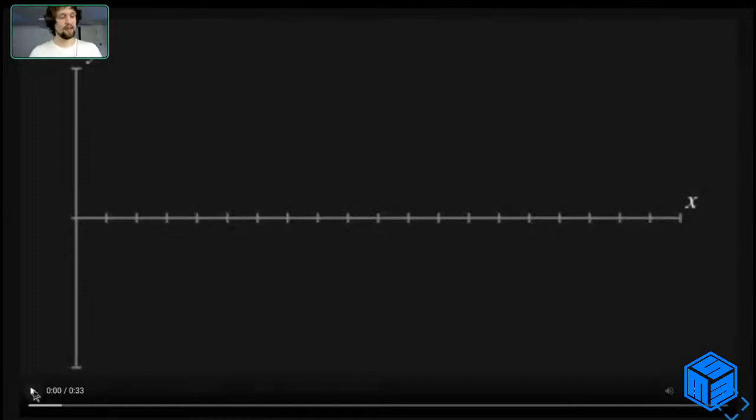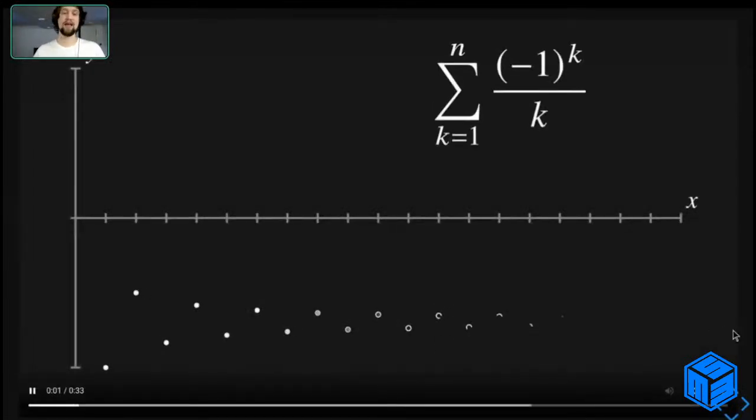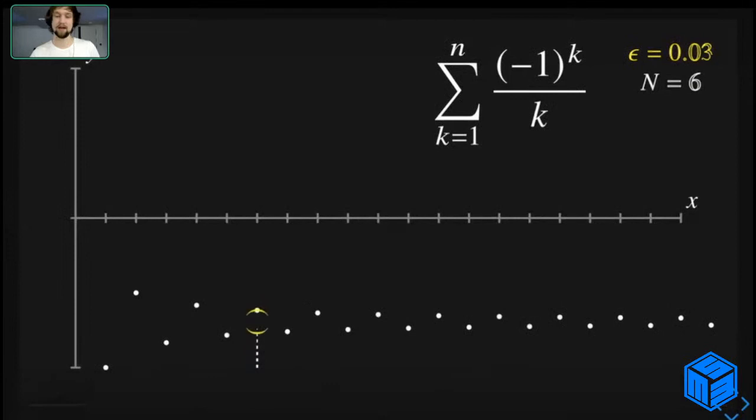So what I have here is a demo of what a convergent sum might look like. And so I take an epsilon to be 0.03. I project all infinitely many points. I know, infinitely. It takes a little bit. It takes a hot minute.